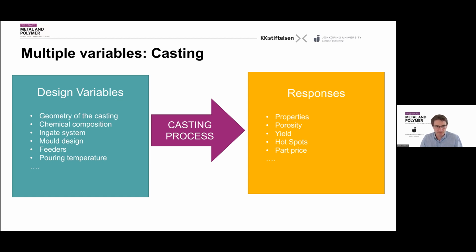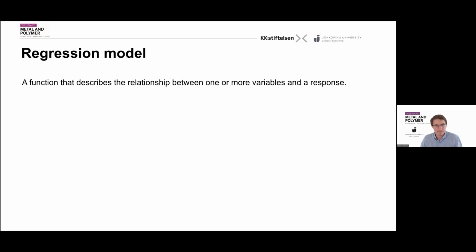So taking this a bit further, when you do this, you want to do this in a quantitative way, so that you check the numbers that you put into the process and what you get out. And to relate that, you typically use some kind of regression model. So it's a function that describes the relationship between one or more variables and a response. And for screening, you typically use a linear model to understand what the most important variables are. So what we do is we make a simple model where we have a constant value plus a constant times each of the factors that we are investigating.